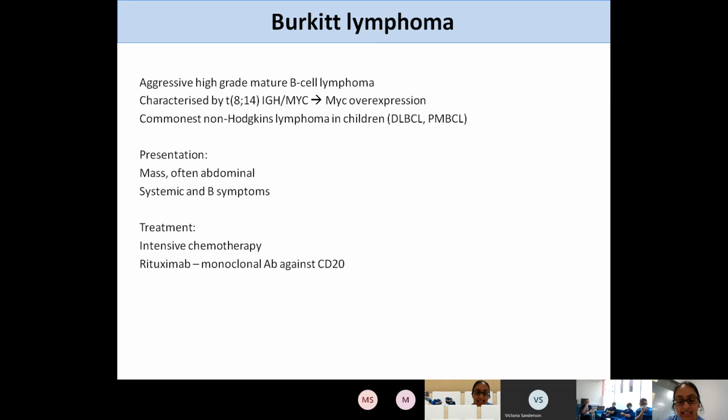And again, the treatment is with intensive chemotherapy, and treatment has improved greatly over the last decade or so with the introduction of rituximab to conventional chemotherapy. Rituximab is a monoclonal antibody against CD20, and that has really increased the overall survival from Burkitt's lymphoma. Now we're looking at outcomes of upwards of 85% 5-year overall survival. And again, the majority of them have complete cure.